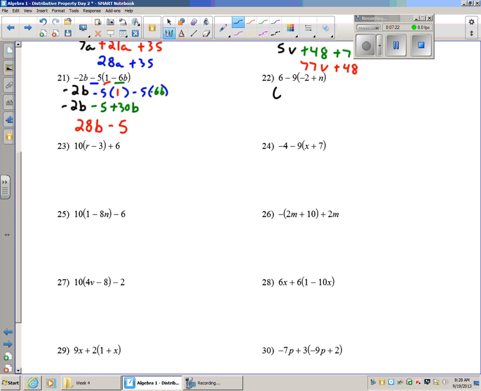Number 22, the 6 just drops down. The negative 9 is being distributed to two different things. The first term being negative 2, and the second term being n. Again, the 6 just drops down. Negative 9 times negative 2, that's positive 18. Negative 9 times n, that's negative 9n. You list your letters first. It's negative 9n, and 6 plus 18, that's 24.